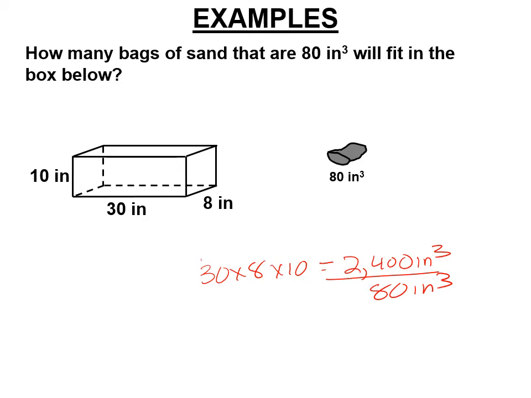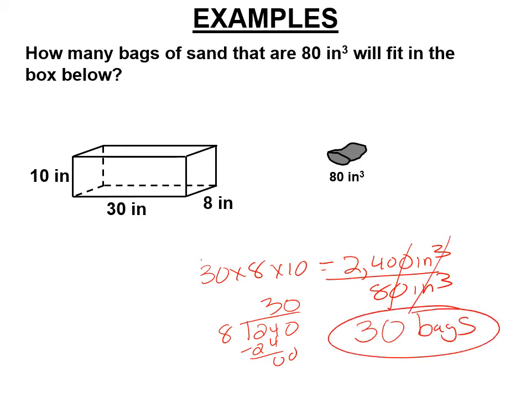And we want to know how many times 80 cubic inches fits in there. So let's see, we can cross out the zeros, and then we have to do 8 into 240. Well, we could do that in our head. And so there, remember these units cross out, and there's 30 bags of sand that would fit in there, right? Because 80 times 30 will make the 2,400 cubic inches of volume.